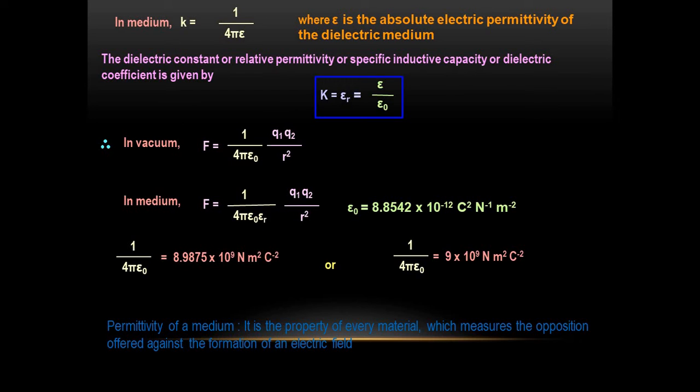Then what is the permittivity? The permittivity of a medium is the property of every material which measures the opposition offered against the formation of the electric field. That means whenever we apply the electric field into a system or a substance, it always tries to oppose the electric field by polarization. That measurement, how strongly it opposes the electric field, is known as the permittivity of the medium.